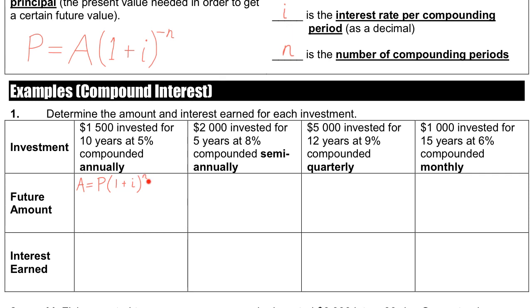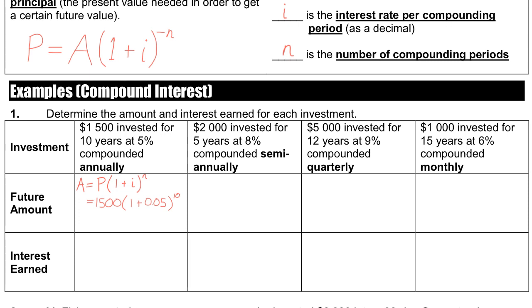N is the number of compounding periods. Well, if it's compounded once per year for 10 years, that's a total of 10 compounding periods. So I can plug in my numbers to my formula. I've got the present value, I've got the interest rate per compounding period, and I have the number of compounding periods up here. Now, I can just plug this straight into my calculator.